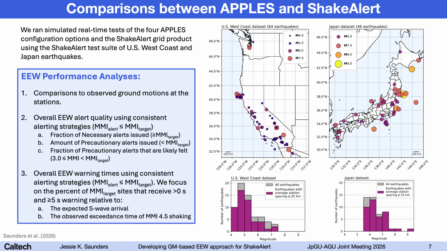We ran simulated real-time tests of the 4 APPLES configuration options, as well as ShakeAlert, using the ShakeAlert test suites of the US West Coast and Japan earthquakes, totaling 110 events. We then did several performance analyses, focusing on direct comparisons to the station observations, and then alert quality and warning time comparisons using consistent alerting strategies across all approaches.